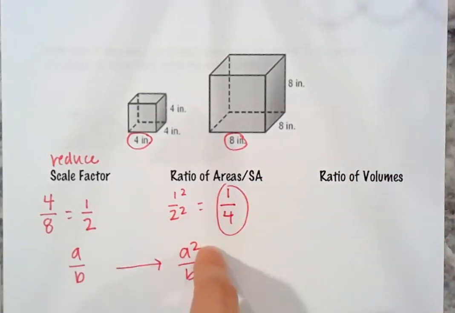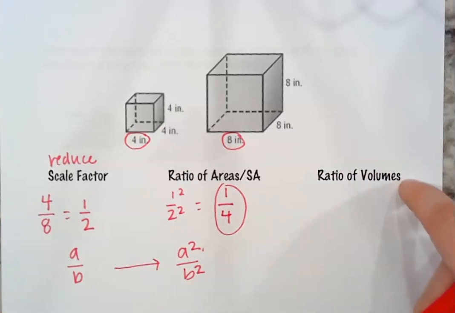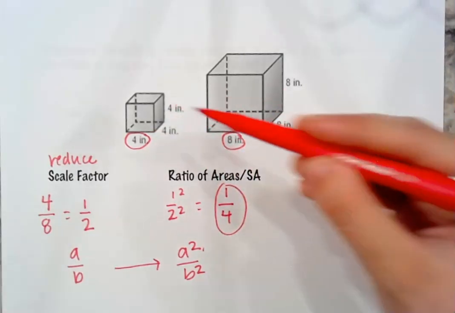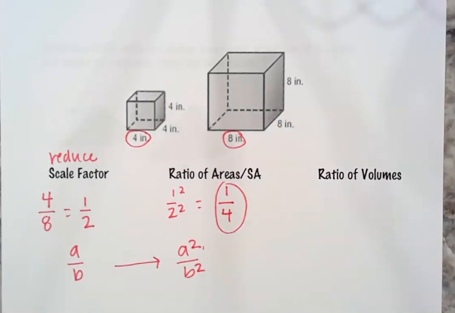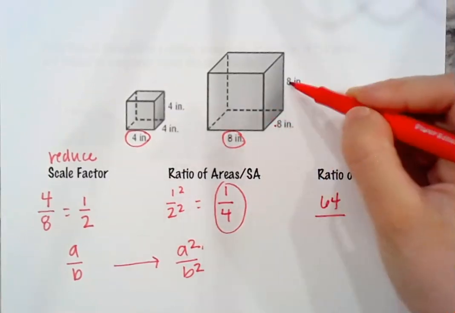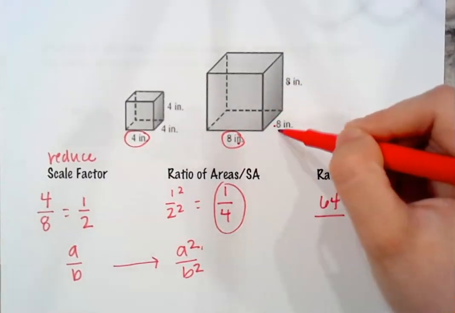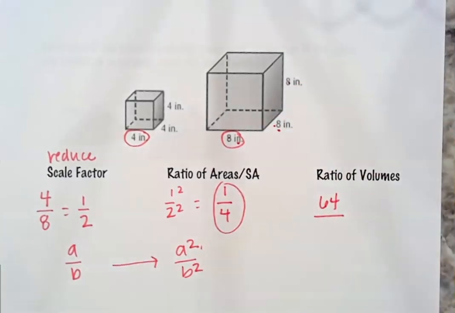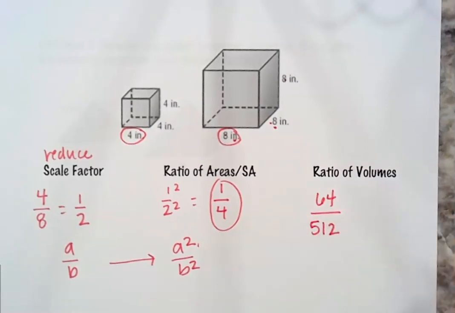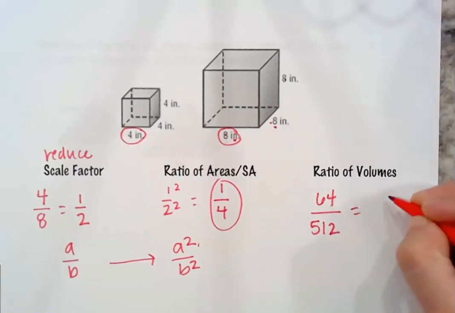Now, today, we're going to do the ratio of our volumes. Volume, remember, is just base area times height. So if I wanted to find the volume of the little guy, it'd be 4 times 4 times 4, which would be 64. And if I wanted to find the volume of this big guy, it'd be 8 times 8 times 8, which is 512. I don't know if that's helpful or not. Can we reduce it? Will it make our life easier if we can reduce it? And sure enough, it does reduce to 1 over 8.